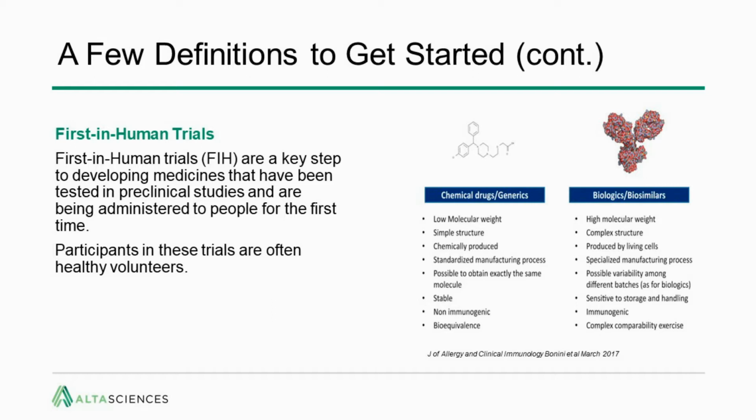What are first-in-human trials? Well, they're pretty much exactly what they are called. FIH studies are a key step to developing medicines that have been thoroughly tested in preclinical animal models and are now being administered to people for the very first time. Generally, when we conduct these first-in-human studies, we're going to be using healthy volunteers who are not patients.